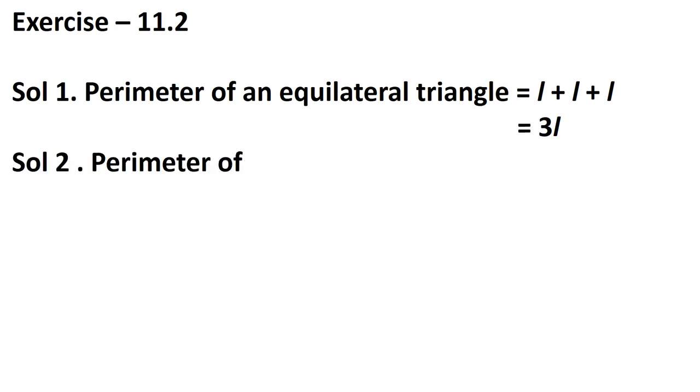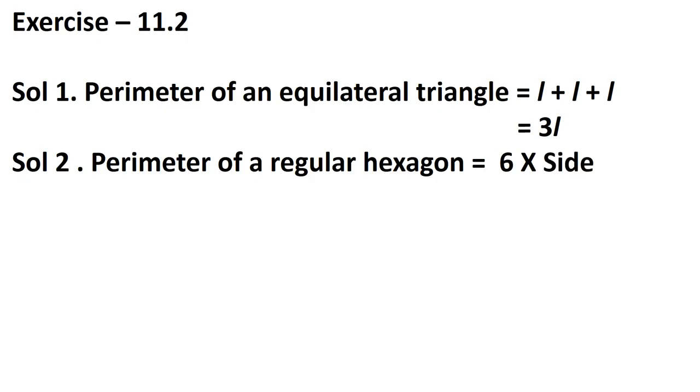Solution 2. In this one, a hexagon is given to us whose each side is L. So the perimeter is 6 multiplied by the side, and the side is given to us as L. So 6 multiplied by L, which is equal to 6L.